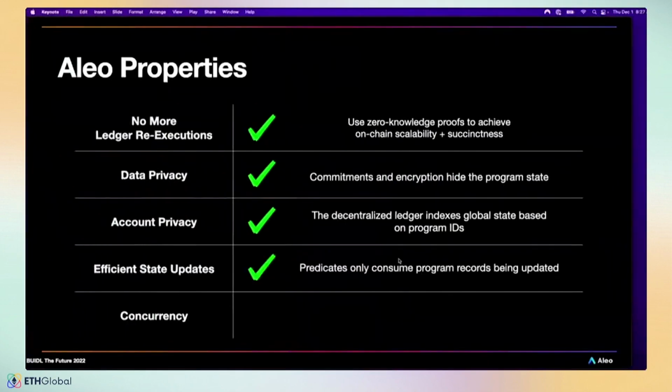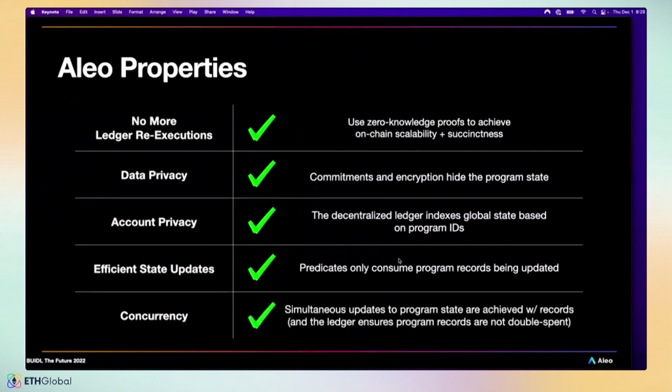You have efficient state updates. Predicates only consume records that are actually being updated in their context. They don't need to reason about the entire state of the application to make an update. So updates are sharded and localized to the set of records being written. And you have concurrency because the application state is split apart. Two users operating on independent application state can submit transactions and run them at the same time, and both will be verified by the network, and both will be consistent with the semantics of the application.